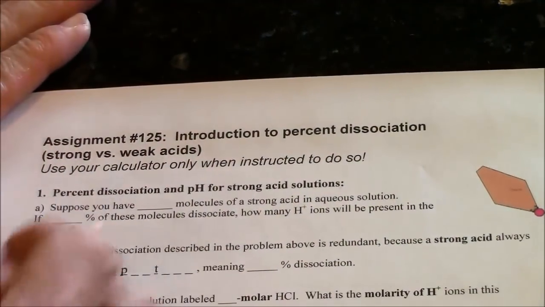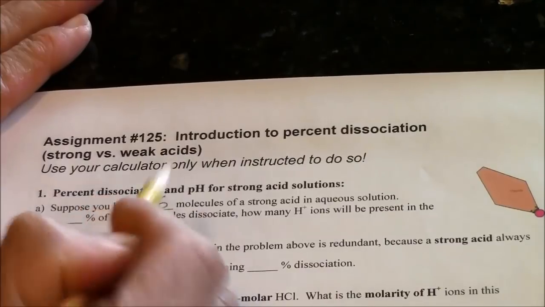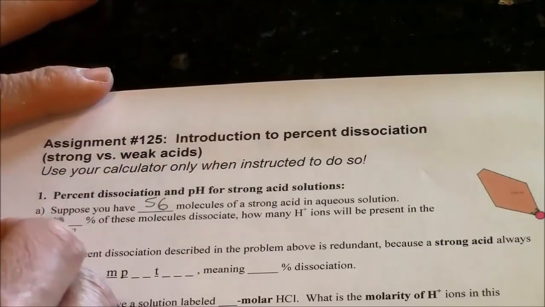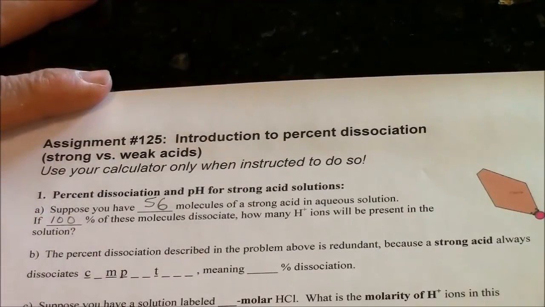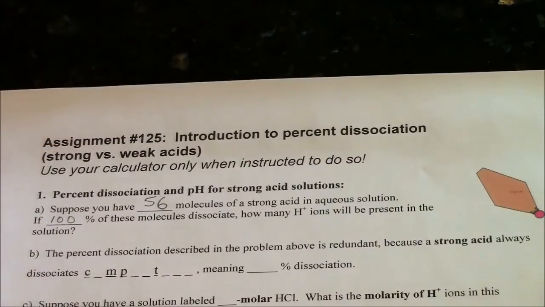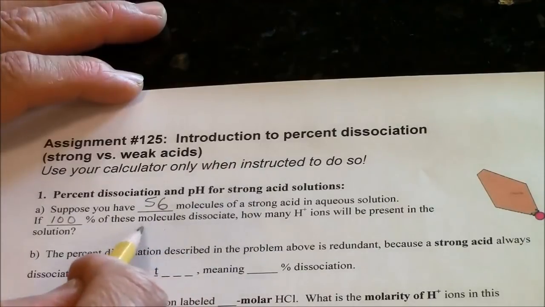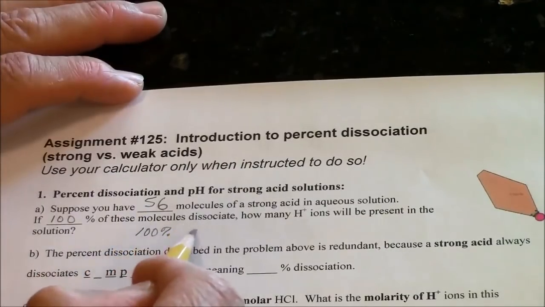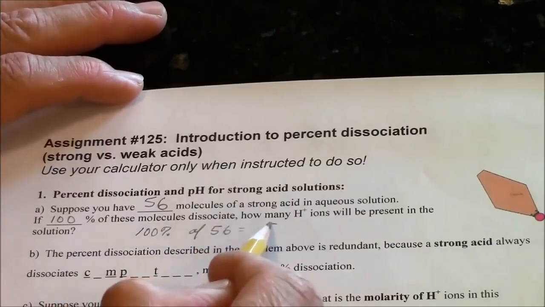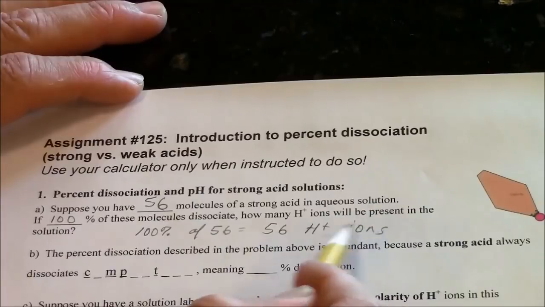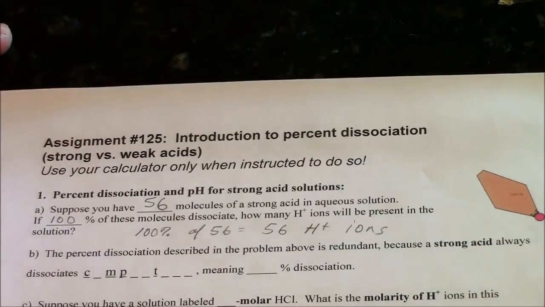Suppose you have 56 molecules of a strong acid in aqueous solution. If 100% of these molecules dissociate, how many H+ ions will be present in the solution? This should be a trivial question, very easy to answer. 100% of 56 is 56. And that will be the number of H+ ions present in the solution.